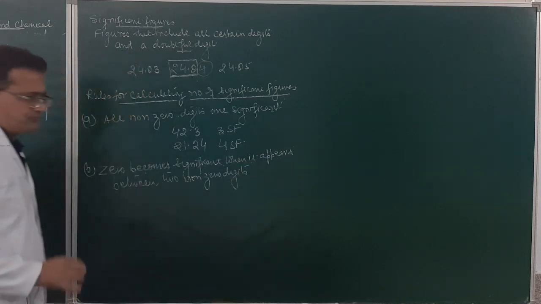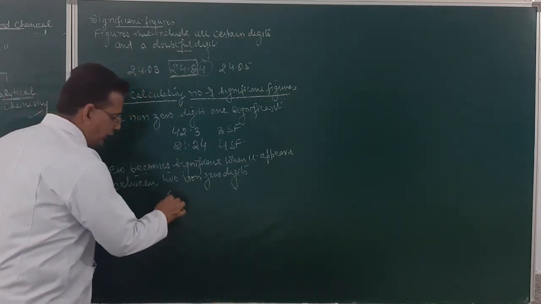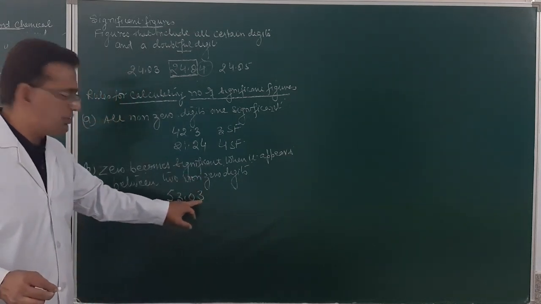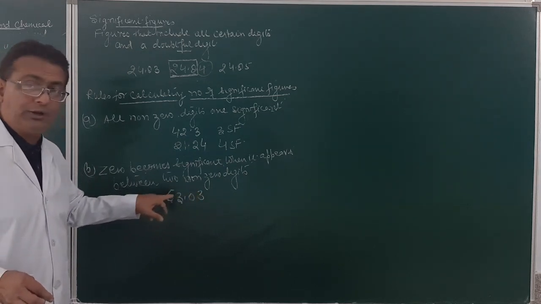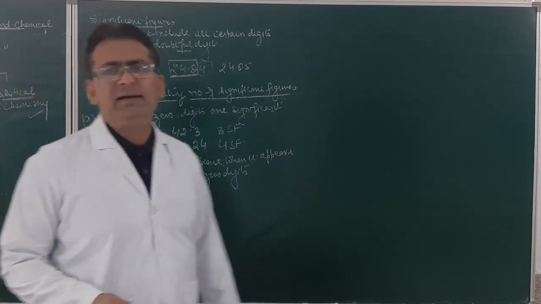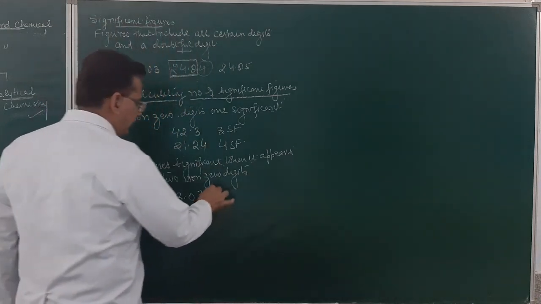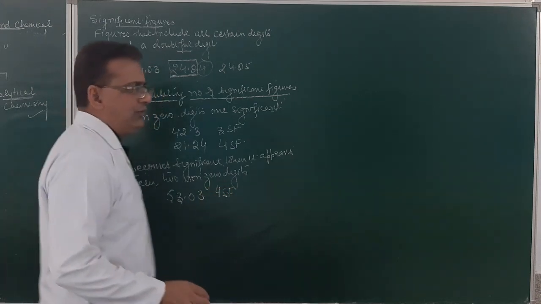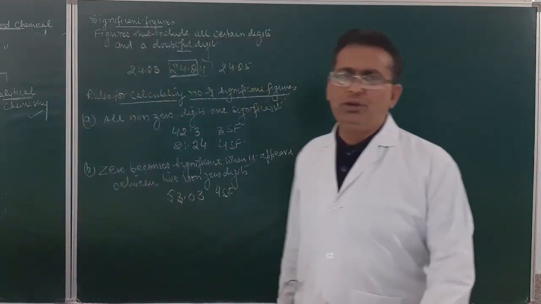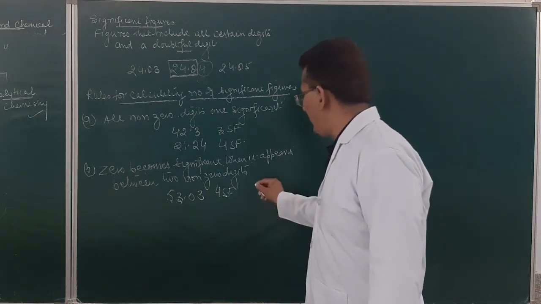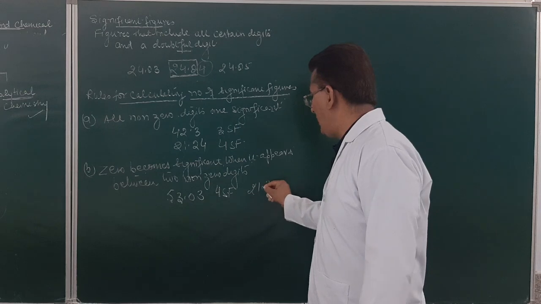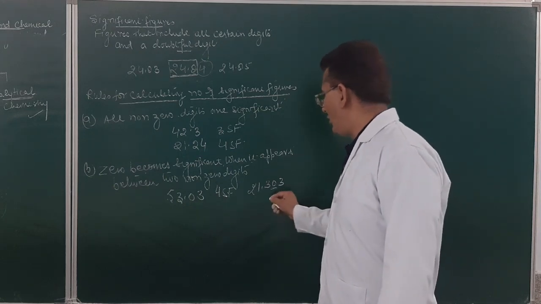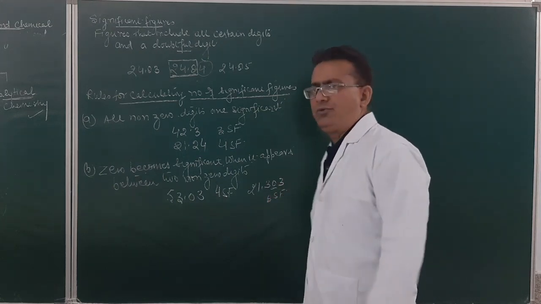What do I mean by this? Suppose the number is 53.03. 5, 3 and 3 are non-zero. 0 appears in between the two non-zero digits. So it will be considered as a significant figure. So how many significant figures will be there? There will be 4 significant figures. Suppose the number is 21.303. So will this 0 be counted as a significant figure? Yes. So how many significant figures over here? This will be 5 significant figures.